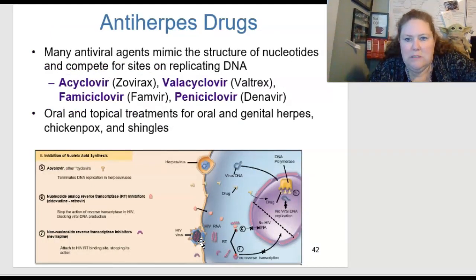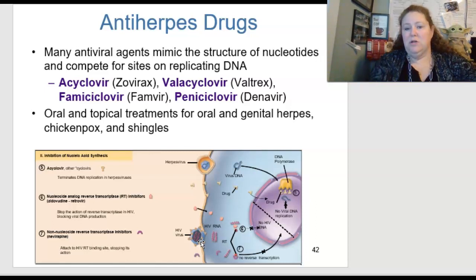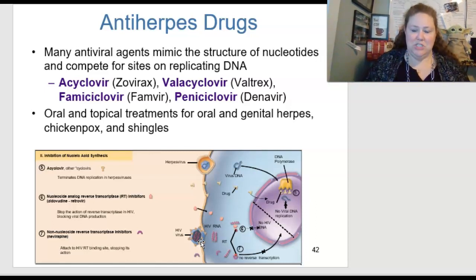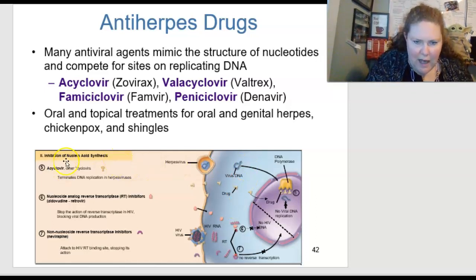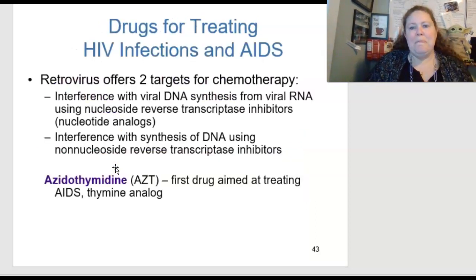What about antiherpes drugs? Many antiviral agents mimic the structure of nucleotides, and therefore they compete for the sites on the replicating DNA. A couple of these would be acyclovir, Valtrex, Famvir, and Denavir, and these are both oral and topical treatments for oral and genital herpes, as well as chickenpox and shingles. Again, you can see how this is inhibiting that and therefore working. Again, that is figure 12.6.